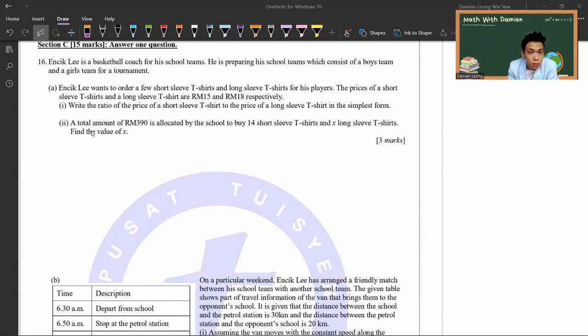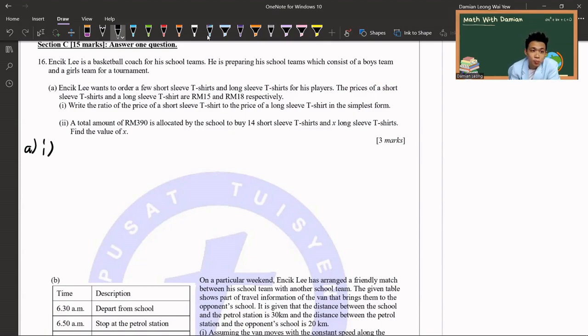So we have a basketball coach preparing his school teams, which consist of the boys team and the girls team. And Lee wants to order a few short sleeve t-shirts and long sleeve t-shirts for his players. Prices of a short sleeve t-shirt and a long sleeve t-shirt are 15 ringgit and 18 ringgit respectively. So A1, I want to write the ratio of the price of a short sleeve t-shirt to the price of a long sleeve t-shirt in its simplest form.